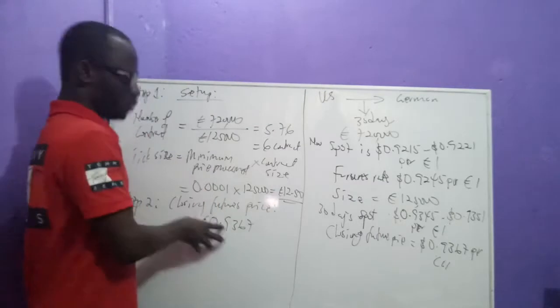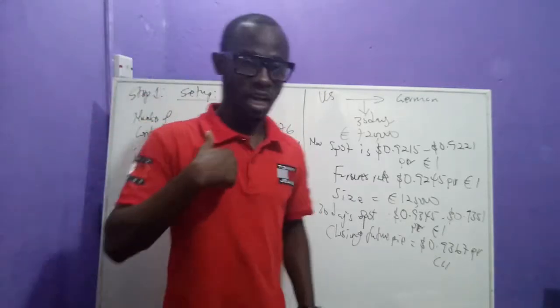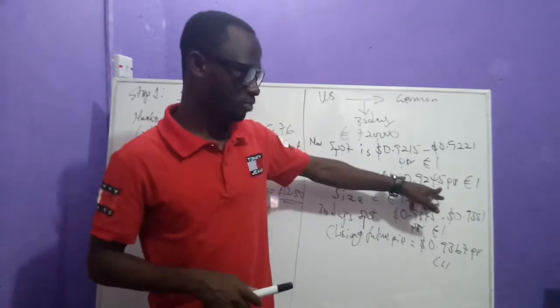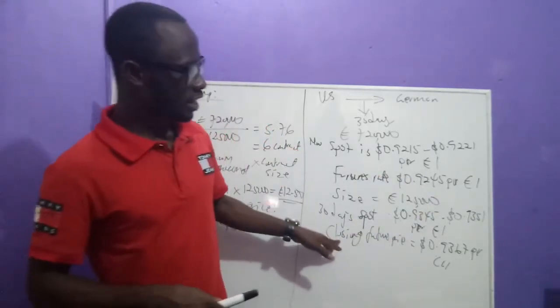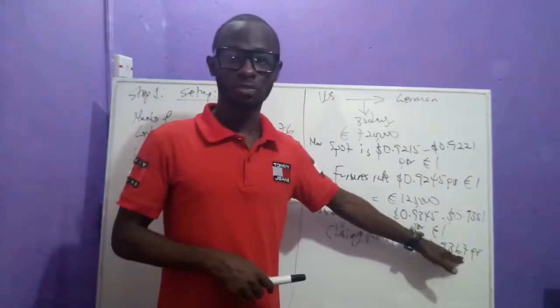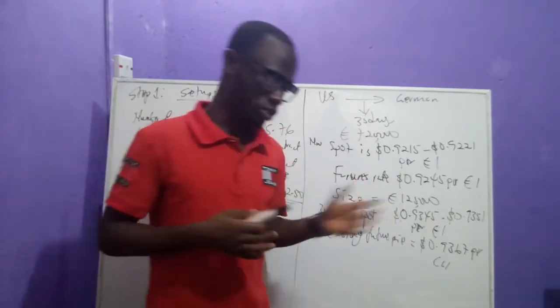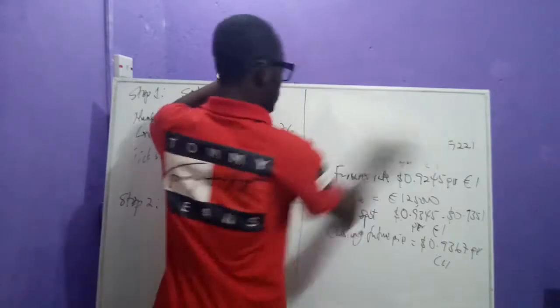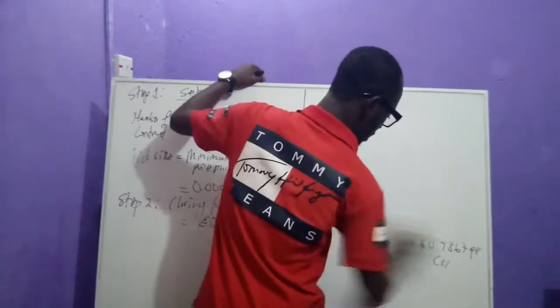So once we know the closing price, look at the idea. We will buy the contract at this price, then we're going to be selling later on at this price. That is the opening and closing. And so let's look at the outcome of the currency futures at the end of the day.